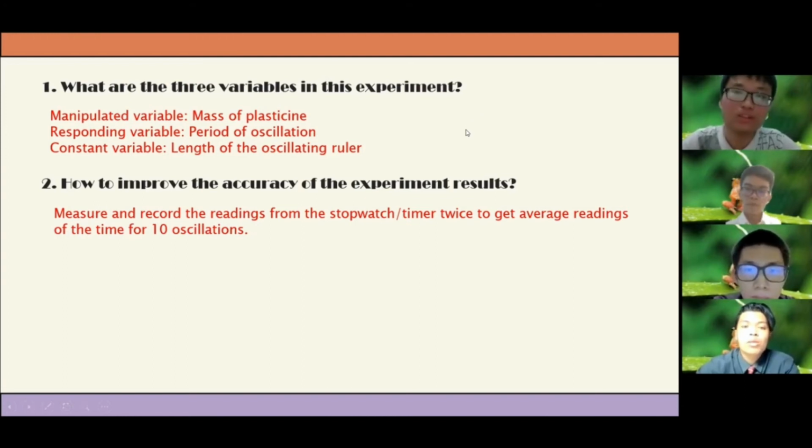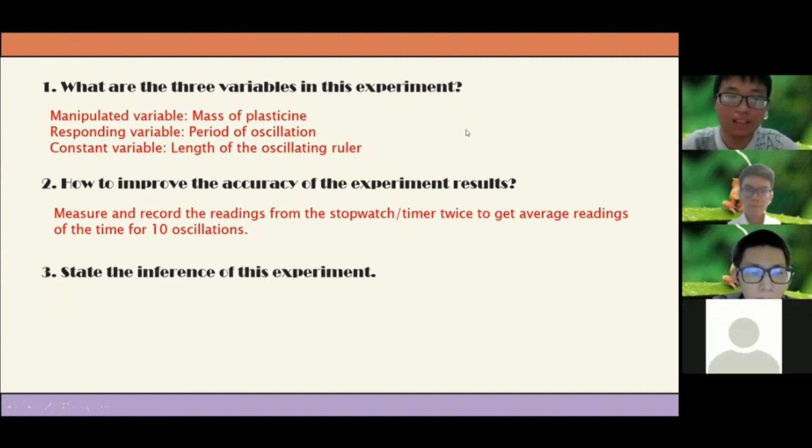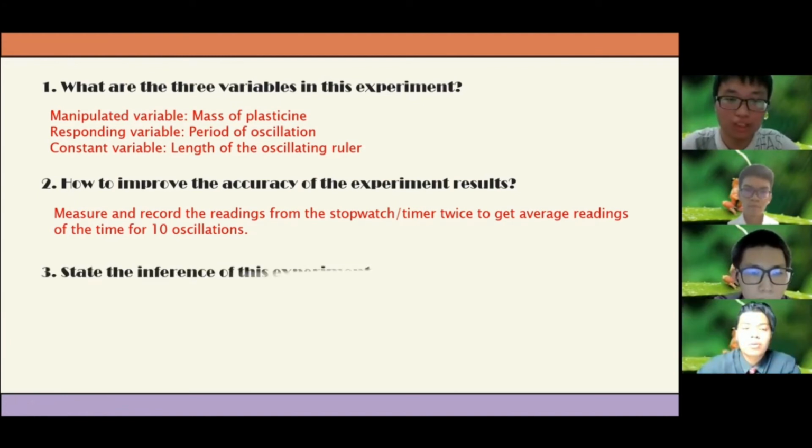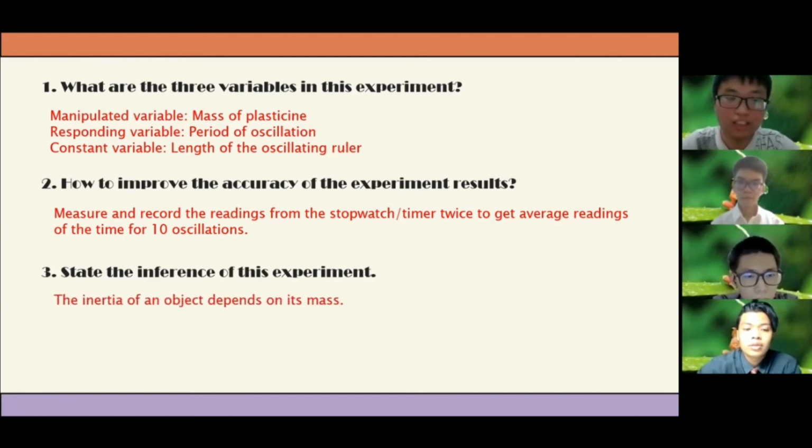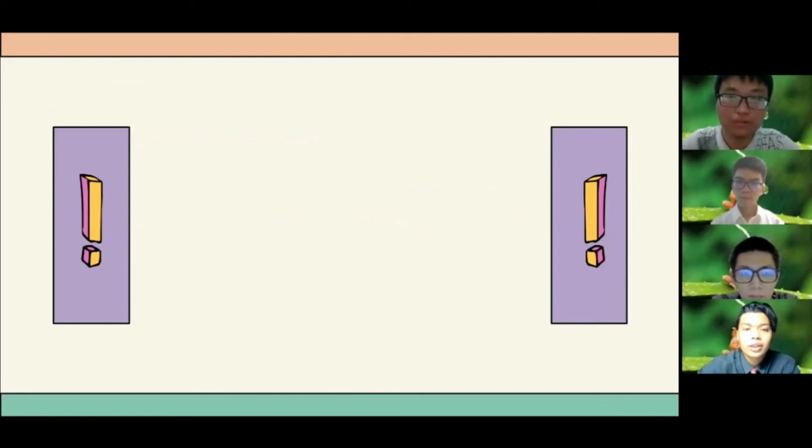So now, question 3. Please state the inference of the experiment. Haika, can you answer this question? Yes, teacher. The inertia of an object depends on its mass. All right, let's check whether the answer is correct or not. So the answer given is the inertia of an object depends on its mass. So you are right. Okay. All right. Thank you, teacher.